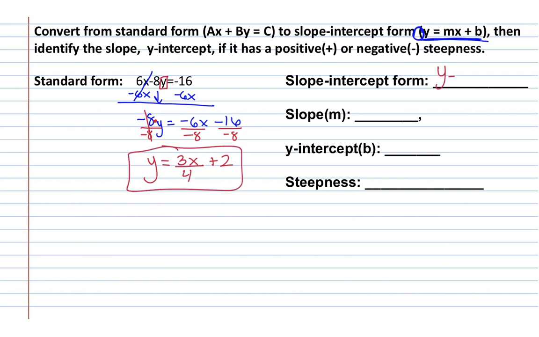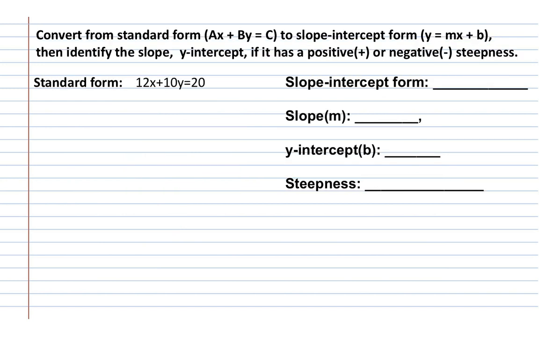So this is y is equal to 3/4x plus 2. My slope is 3/4 because it's the number in front of my x. My y-intercept is 2. Since the slope is a positive, that means it's a positive steepness.